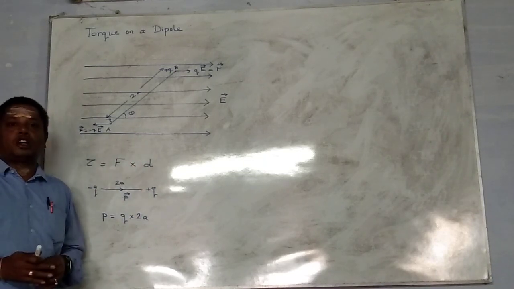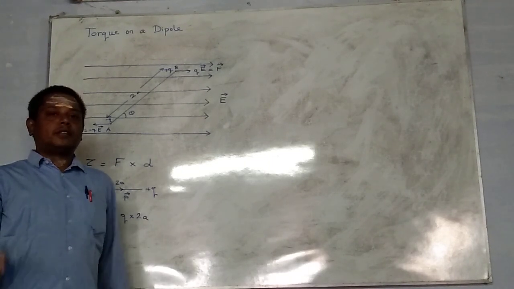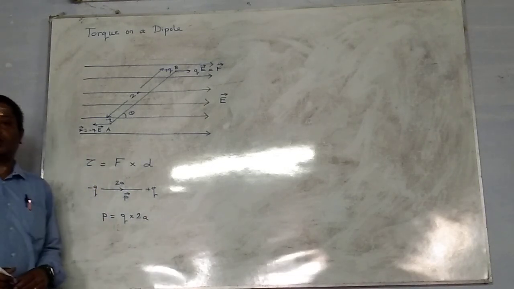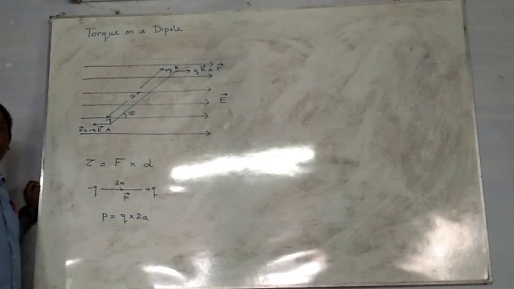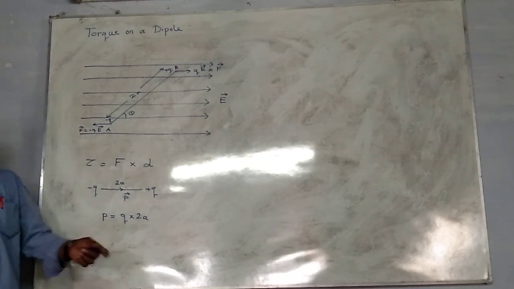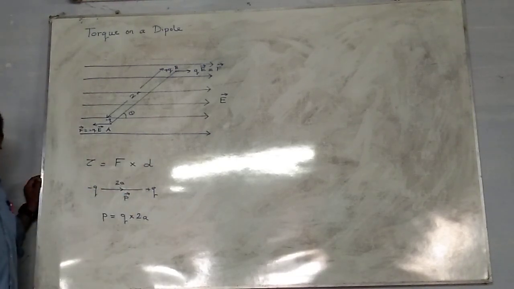உன்னோட 10th standardலயும் படிச்சிருப்ப 11th standardலயும் படிச்சிருப்ப: couple, two equal and opposite forces, their lines of action do not coincide. It constitutes a couple in mechanics. Then the electric dipole placed in a uniform electric field experiences a torque. Force என்ன பண்ணும் அப்படினா produces a translatory motion. Torque என்ன பண்ணும்? It produces a rotational motion. So torque rotates the dipole in a uniform electric field.